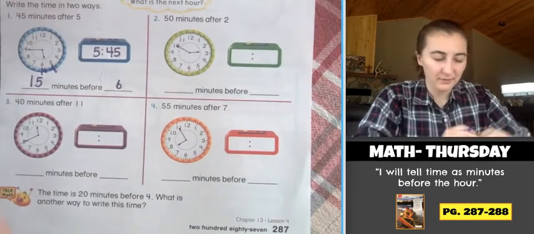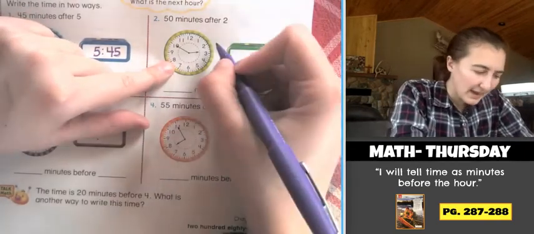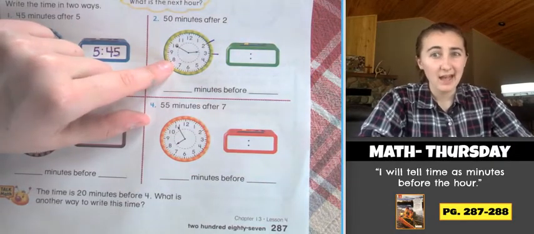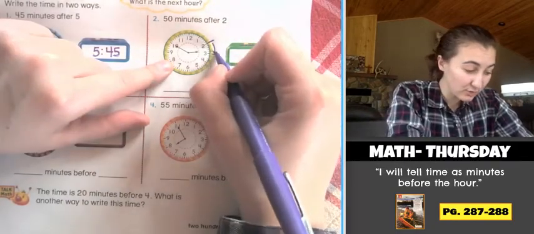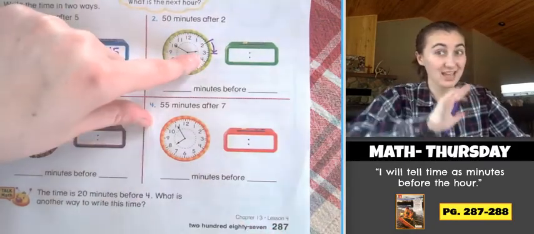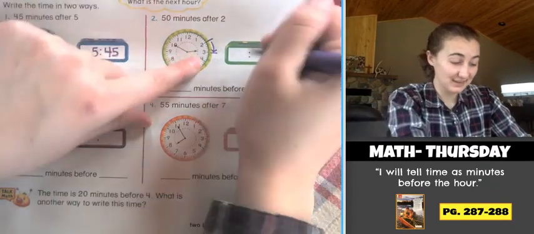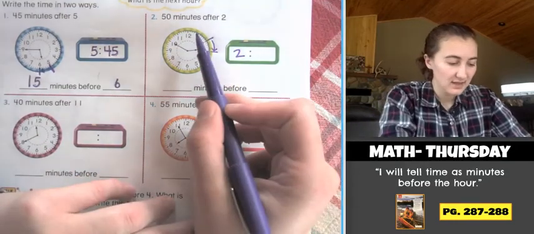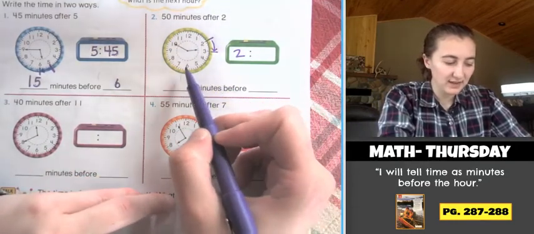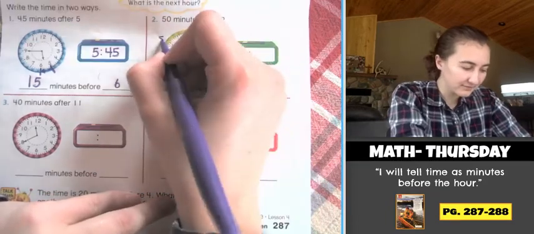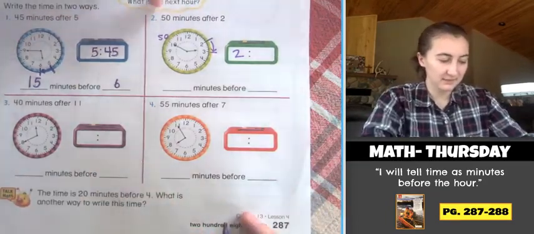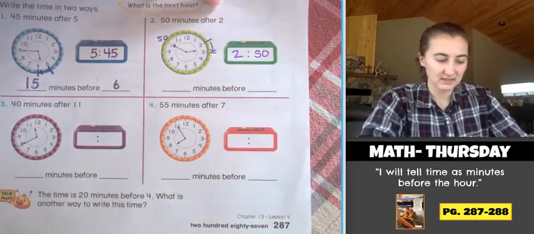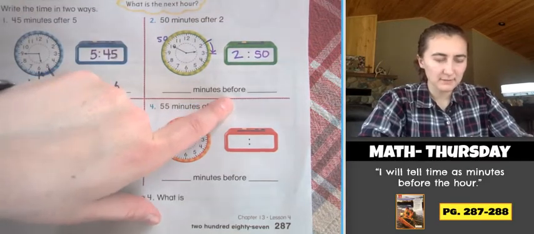Let's do number 2 together. First, I look at my hour hand, the shorter one. My hour hand is between the 2 and the 3. I know that the 2 owns this territory because it owns everything after it to the next number. So it's 2 something. But 2 what? Let's count by 5s. 5, 10, 15, 20, 25, 30, 35, 40, 45, 50. It's 50 minutes after 2. 2:50. But how many minutes before?